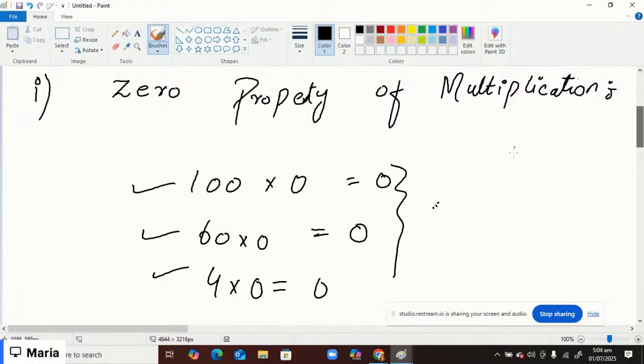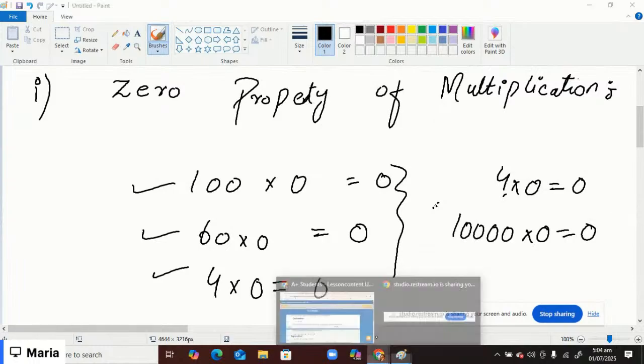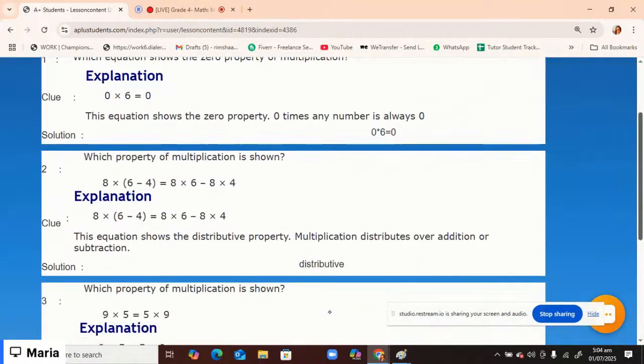For example, I'm going to multiply 4 times 0. So the answer is 0. This is a smaller number. These are bigger numbers, like I'm going to write here 10,000 times 0. So the answer is also 0. Any number which is multiplied with 0 gives the answer 0. This is the first property.